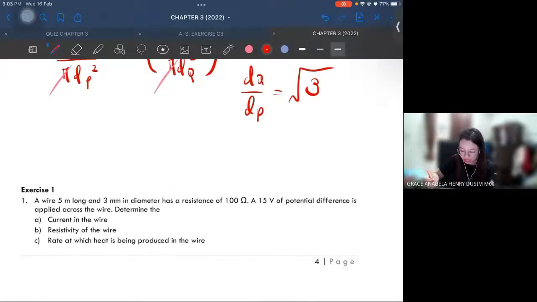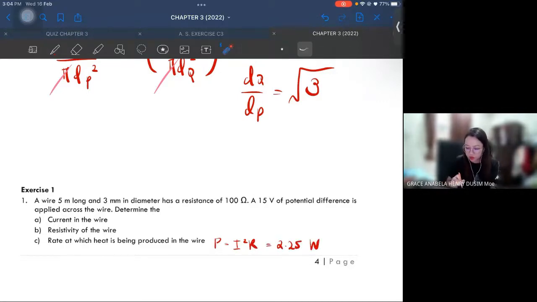Rate at which heat is being produced. Rate at which heat is being produced is asking about the power. So, power is just I square R lah. So, kamu akan dapat 2.25 watt. Sebab power tu rate at which heat is being dissipated maksudnya. Boleh Irfan?